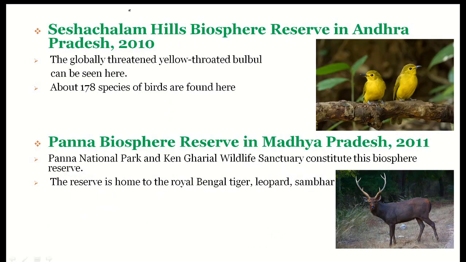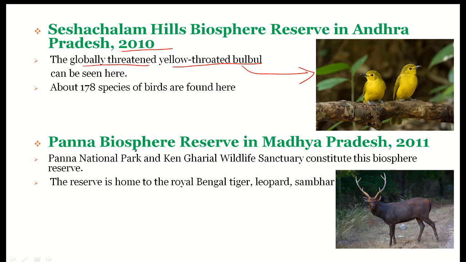So next is Sheshachalam Hill Biosphere Reserve, which is in Andhra Pradesh, and it was established in 2010. You can see the globally threatened yellow-throated bulbul. You can see this bird within this Biosphere Reserve.